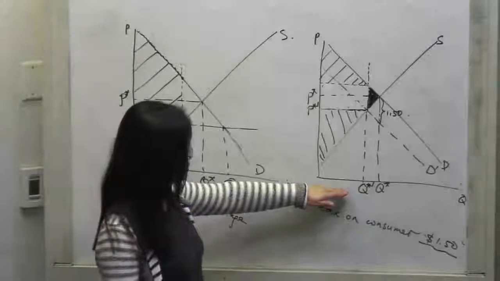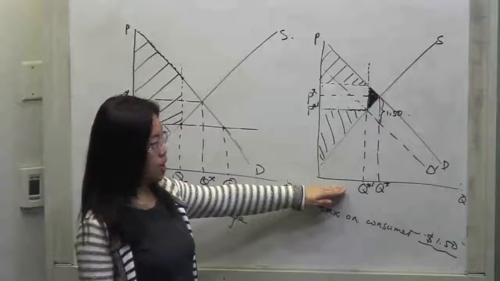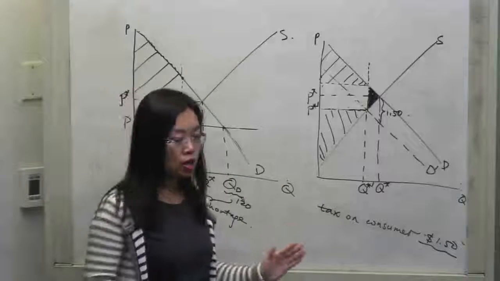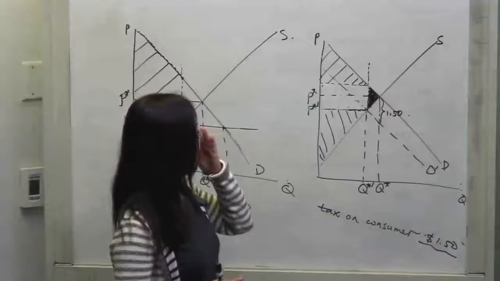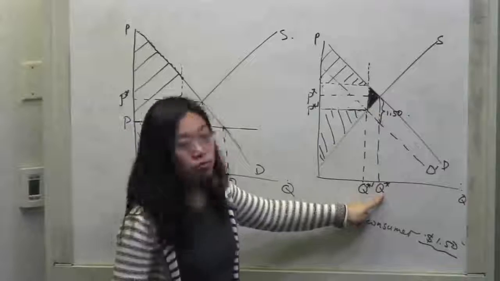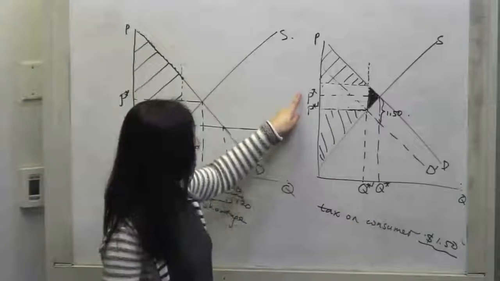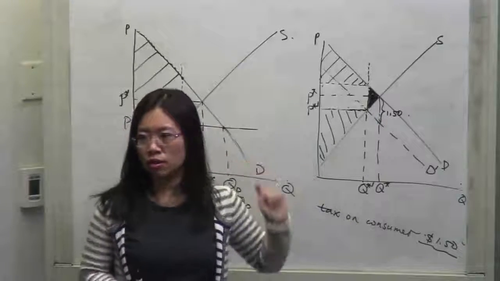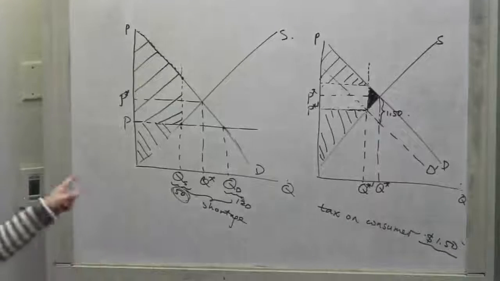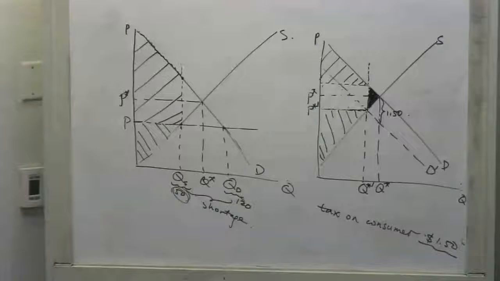So that's what it should look like on your exam. The only difference is you're going to have the actual numbers here, extra numbers here. But the actual graph is like that, and this is on the consumer. For the producer, it's going to look a little bit different.